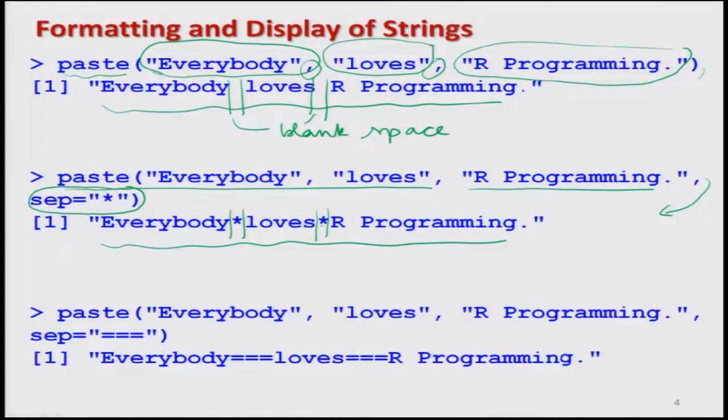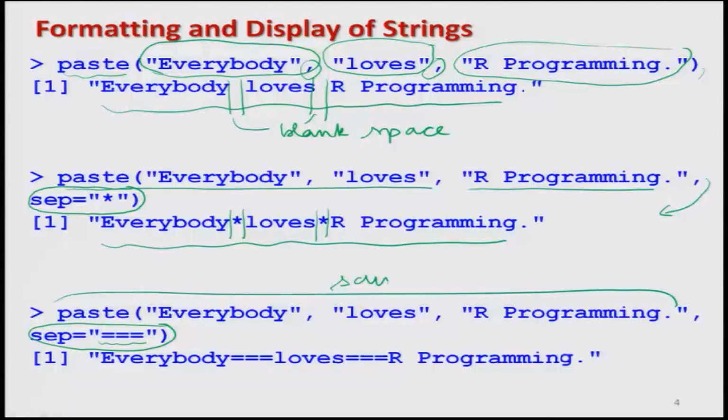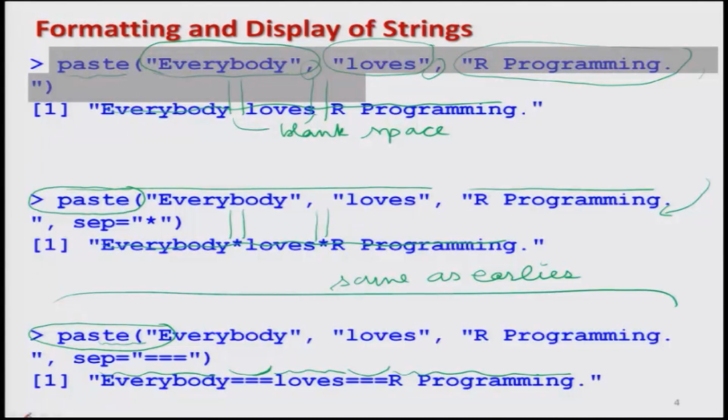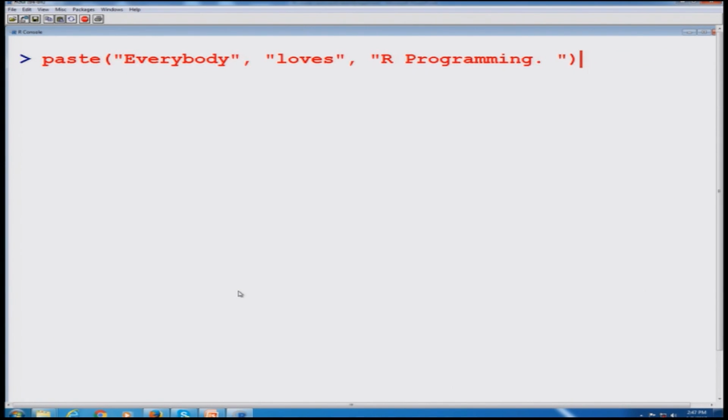Similarly, to understand it better, suppose I want to have a separator which is three equality signs. So you can see here I give it here, and this is the same as earlier, no change. Now you see the outcome comes like this: everybody, the first string, loves, the second string, R programming, the third string, and they are separated by the symbol of three equality signs. Now let us see what happens when we execute these functions over the R console. You can see when I type the same command, it gives me the same thing, and here you can see that the three strings everybody, loves and R programming are separated by the blank space.